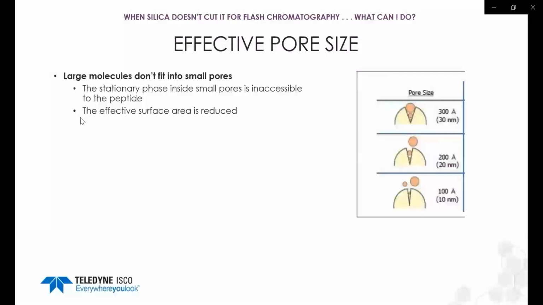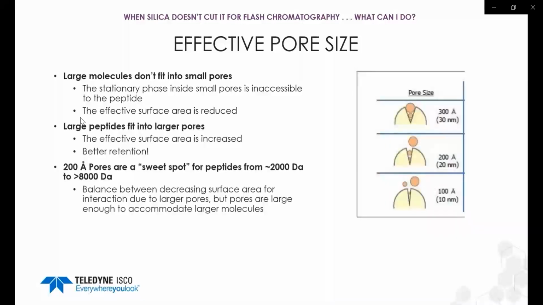So what does this mean? We're going to look at the effective pore size. If we look at large molecules, they just don't fit into the small pores, as you can see in the illustration on the left. Small molecules are able to enter the pore and interact strongly, whether it's 100 angstrom, 200 angstrom, or 300 angstrom pore size. But the larger the molecule, the less accessible it is to the pore for the peptide, and this reduces the effective surface area. Larger peptides are able to fit into the larger pores, and that increases the effective surface area. So this leads to better retention.